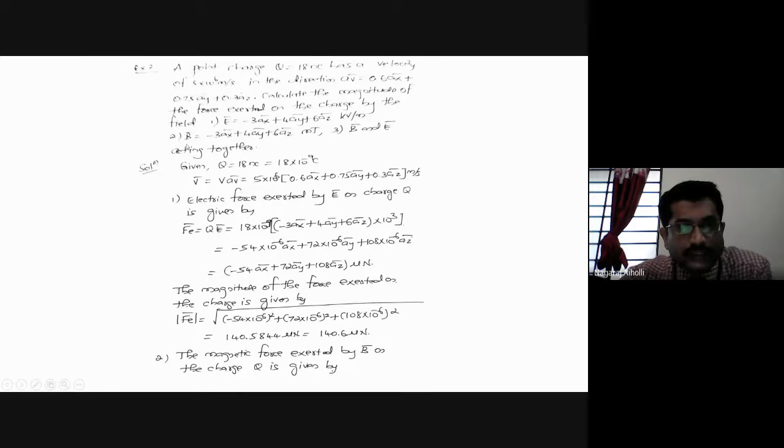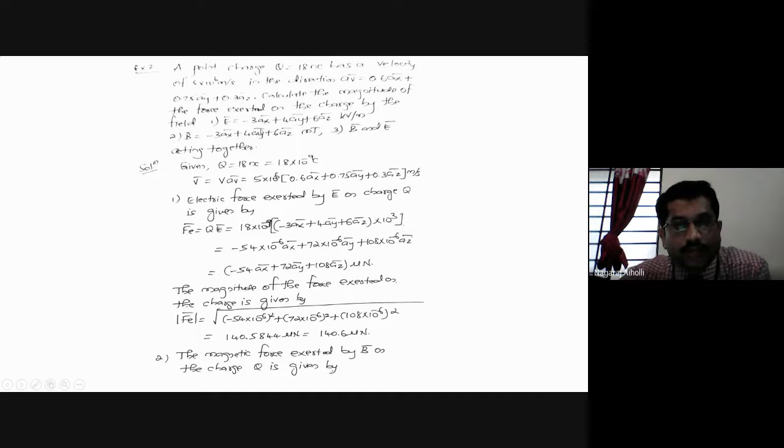Then magnetic flux density, second one: B bar is minus 3 a_x bar plus 4 a_y bar plus 6 a_z bar millitesla. Milli means into 10 raised to how much? Minus 3. This you should not forget again, 10 raised to minus 3 Tesla. So this is minus 3 a_x bar into 10 raised to minus 3 plus 4 a_y bar into 10 raised to minus 3 plus 6 into 10 raised to minus 3 a_z bar Tesla.